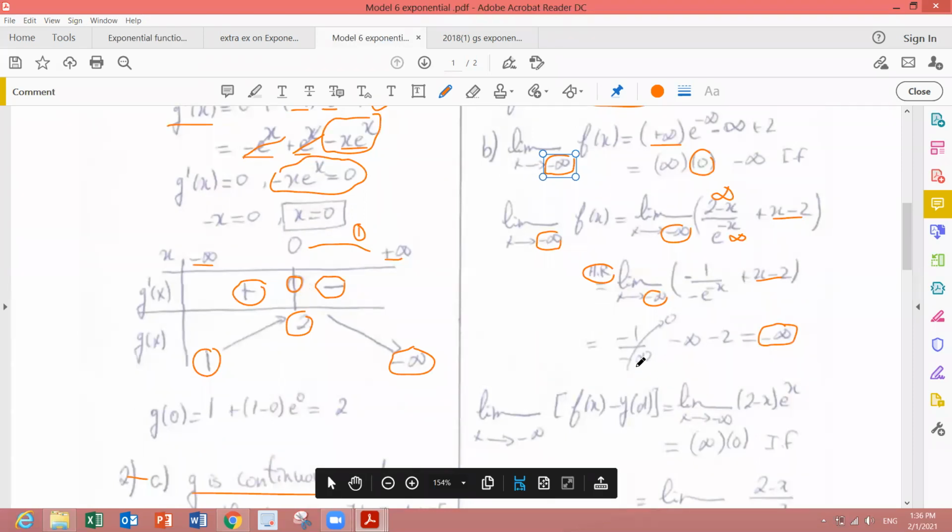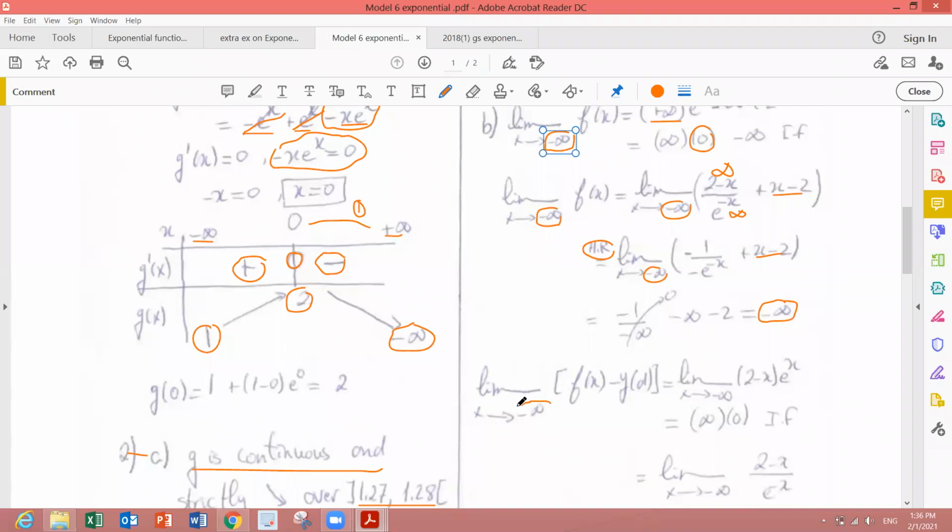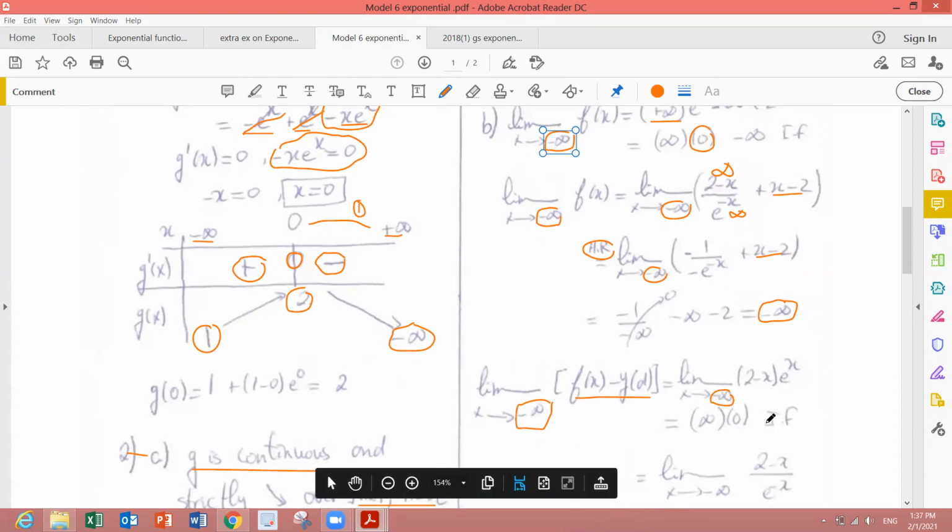Now to prove oblique asymptote, sure we need to take the limit at minus infinity, not plus infinity, because it was stated in the question that the limit is at minus infinity. Limit as x tends to minus infinity of fx minus yd, we get limit as x tends to minus infinity of 2 minus x times e to the x. Replacing x by infinity, we get infinity times 0.